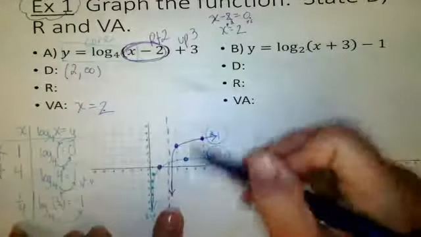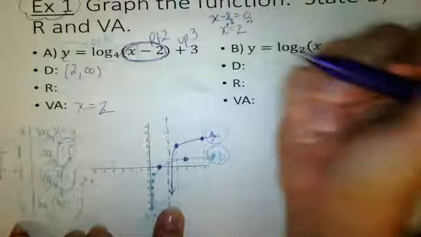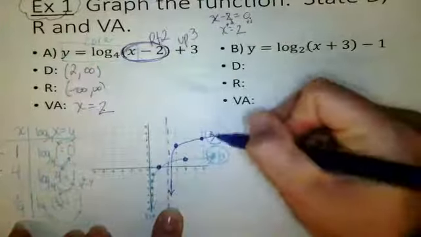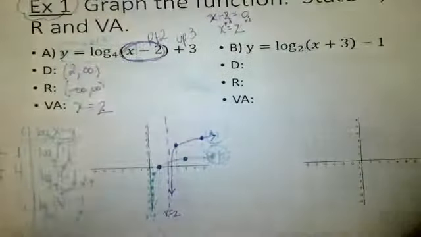What's the range of this graph? Negative infinity to positive infinity. Forever down and forever up. How low and how high does it go?